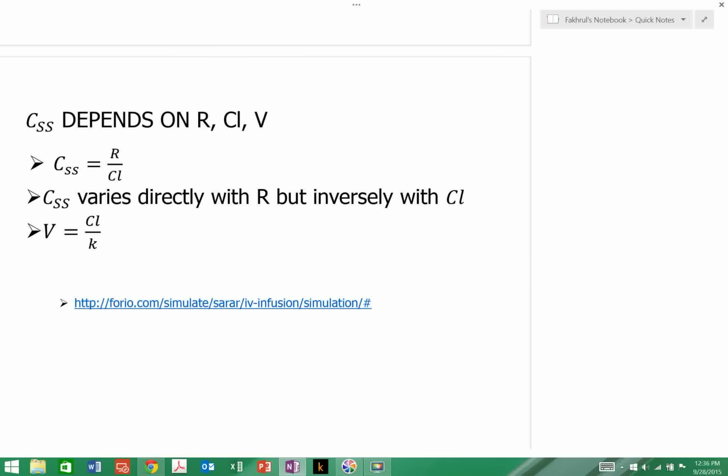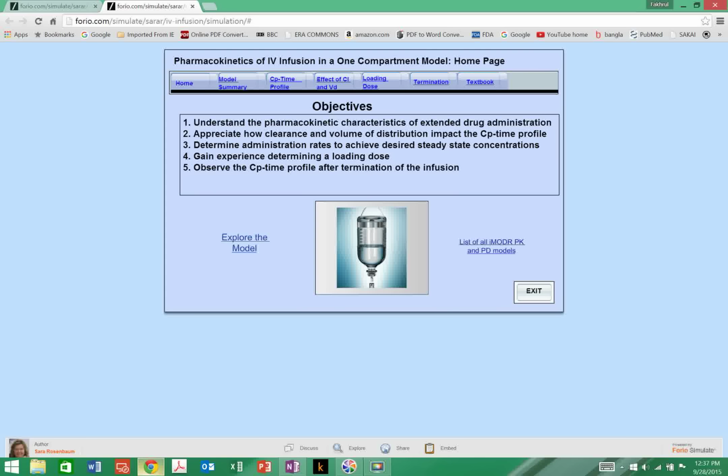Now I will go over some relationships between the different parameters, like how CSS is related to CL, how CSS is related to R, and how CSS is related to volume of distribution. I discussed these issues in the class last week. Today I will show you some simulation of how it works.